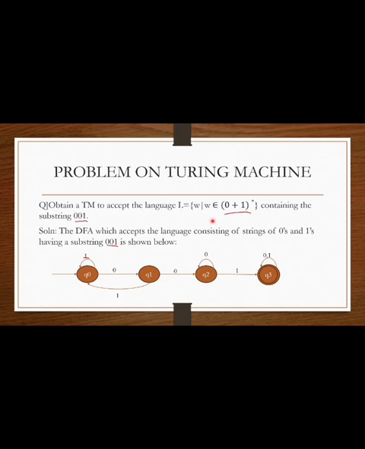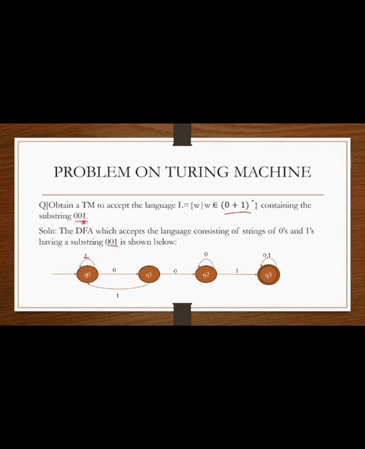Problem on Turing machine. The question is: obtain a TM to accept the language L = {W}, where W belongs to any number of zeros or 1s containing the substring 001. In this problem, we are asked to design a Turing machine to accept binary strings containing a particular substring.